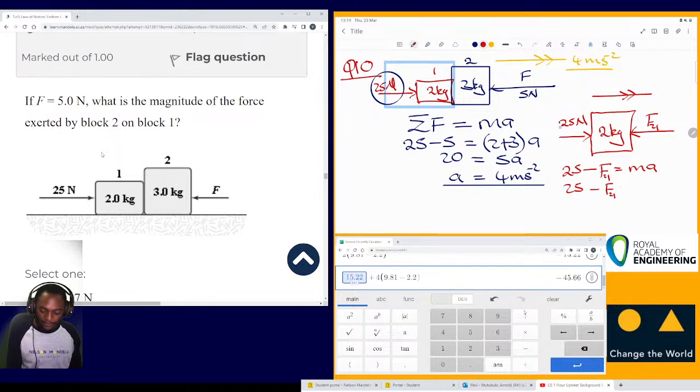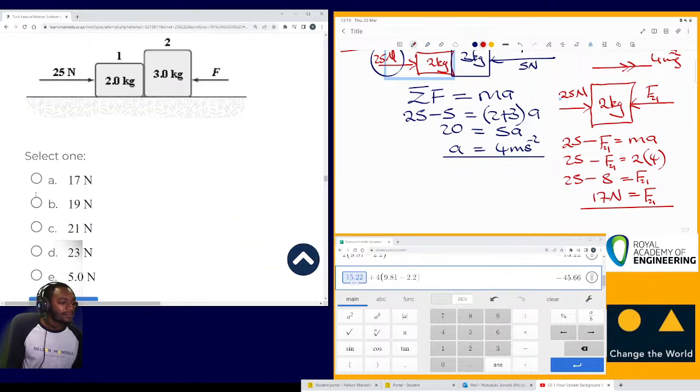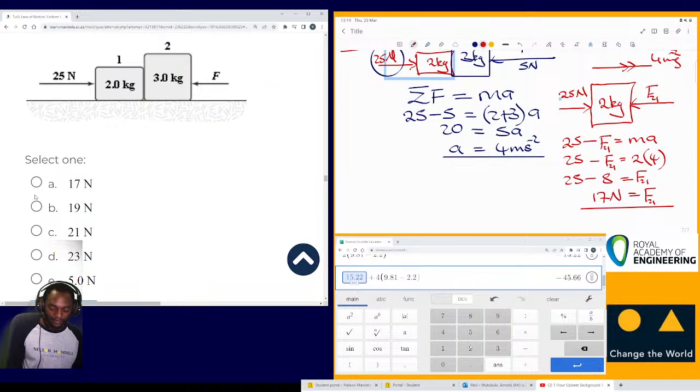That is going to be the acceleration that we got, right? Which is 4 meters per second squared. So that becomes 25 minus 8 equals F2 on 1. So that becomes 17 newtons, the force exerted by 2 on 1. Okay, do you agree with that? Yeah, I agree. Okay.